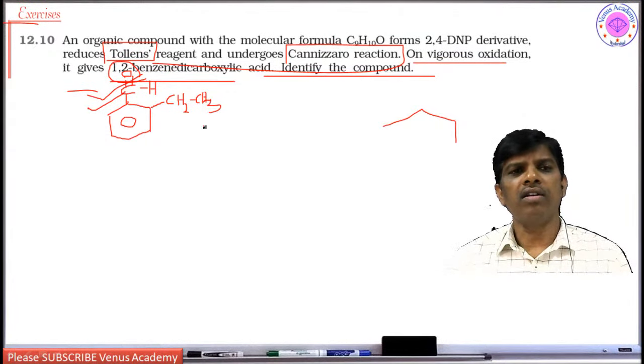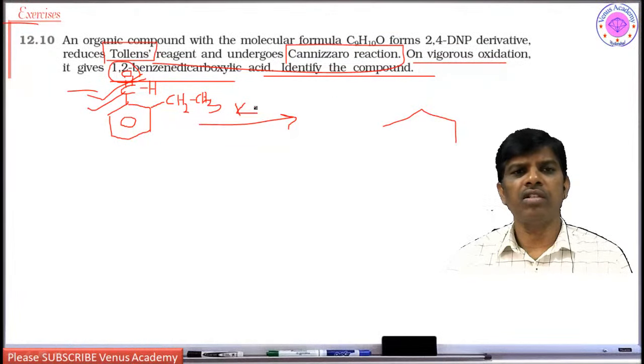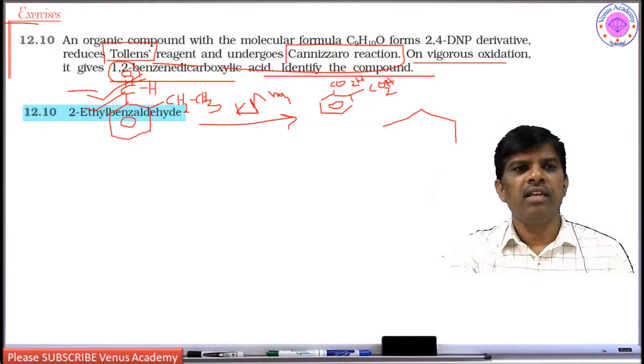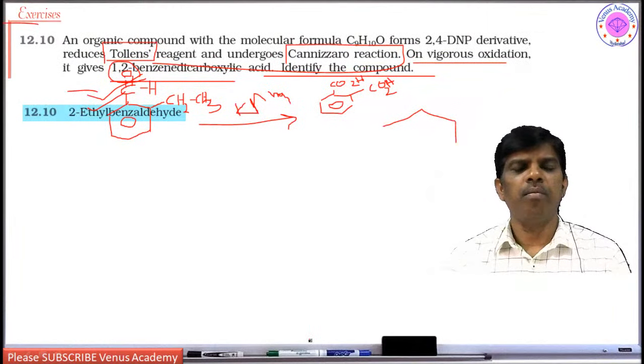Then upon oxidation using KMnO4, it is going to give the 1,2-dicarboxylic acid. KMnO4 oxidation is going to give a dicarboxylic compound, that is 1,2, like this. The aldehyde gives carboxylic acid, and ethyl benzene is also going to give carboxylic acid. Yes, so 1,2-dicarboxylic acid is nothing but phthalic acid. It is going to give phthalic acid. So the same thing, ethyl benzaldehyde, right, students? So ethyl benzaldehyde is the product.